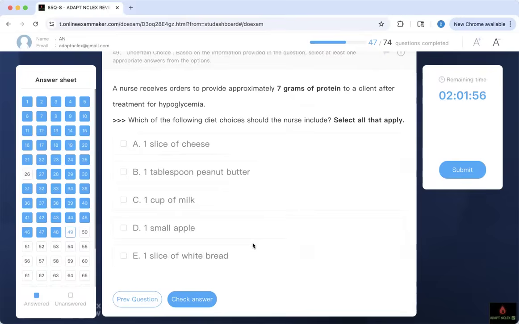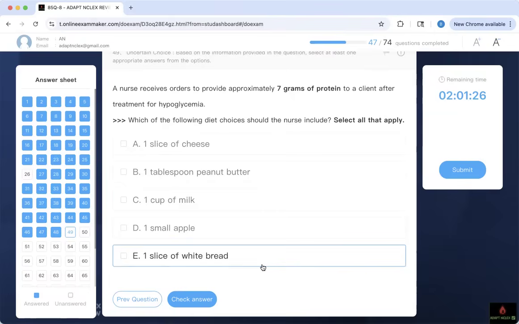And then receive order to provide what? Approximately 7 grams of protein to a client after treatment of hypoglycemia. That's the content we learned. I told you we got to give them 7 grams of protein to prevent them from going to hypoglycemic state again. What does 7 grams of protein mean? Which of the following diet choices should the nurse include? 1 slice of cheese, 1 teaspoon peanut butter, 1 cup of milk, 1 small apple, 1 slice of white bread.